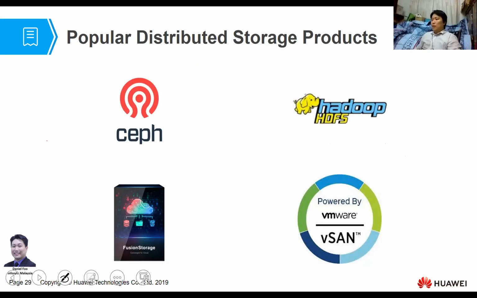Another two popular distributed storage systems are Ceph, like I mentioned just now, and also the Hadoop file system, HDFS. Initially, HDFS is mainly used for big data storage and analysis, so it's pretty popular there. They are basically built on the same distributed storage architecture, with data protection using replication. Another one will be Huawei FusionStorage and also VMware vSAN.